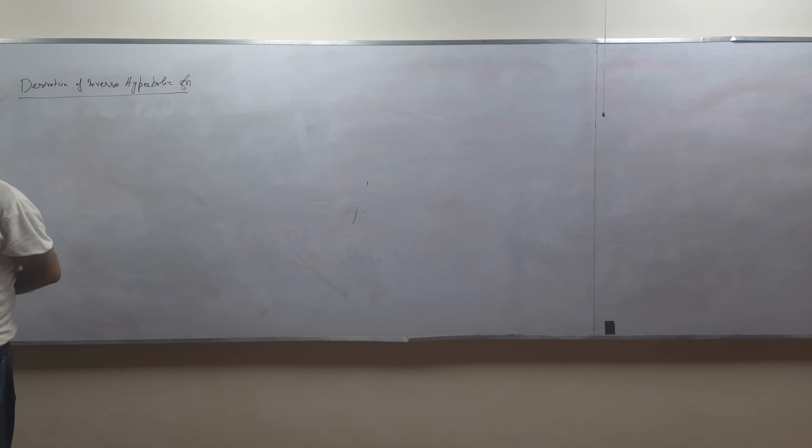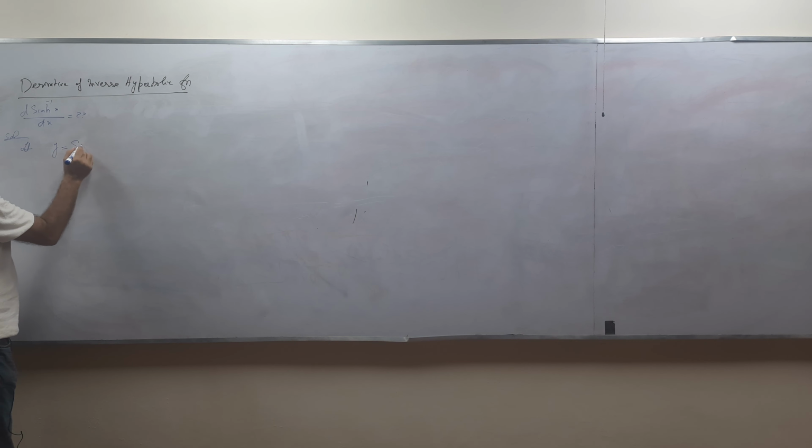As we have done in the case of inverse trigonometric functions, the same procedure, the same method, we will apply here. If you are interested to find the inverse of sine hyperbolic, the same procedure which I have applied: let y equal to sine hyperbolic inverse x.